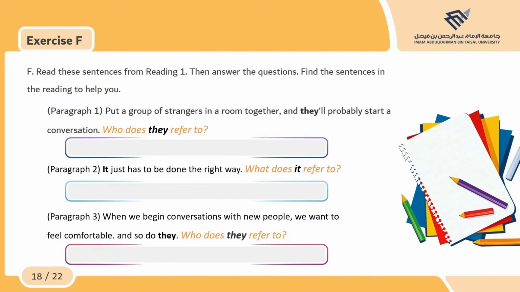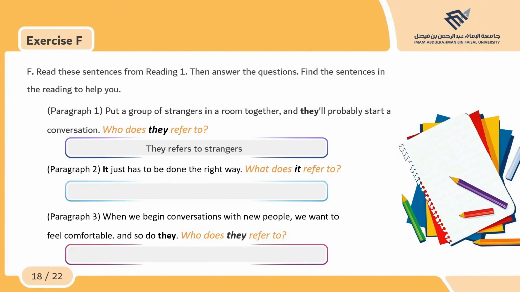And now in exercise F, it asks us to identify the pronoun referent. Now this is a very important skill for you to know because it offers you better understanding of details. So read the sentences from reading 1, then answer the questions and find the sentences in the reading to help you. Paragraph 1 says put a group of strangers in a room together and they'll probably start a conversation. Who does they refer to?